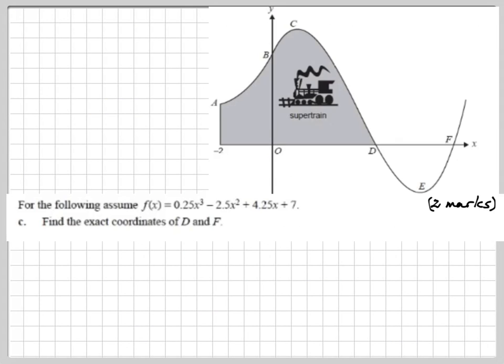Alright, so what have we got to do now? 2-mark question. For the following, now see we've got the proper cubic now without any pronumerals. Good. Now find the exact coordinates of D and F. Pause me, come back.